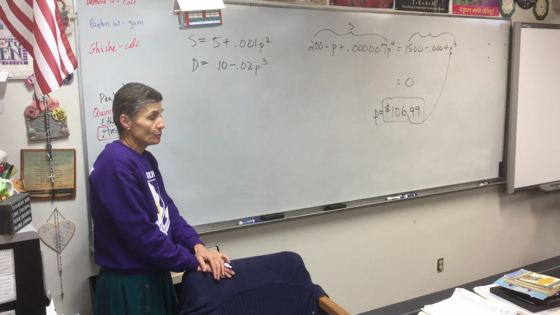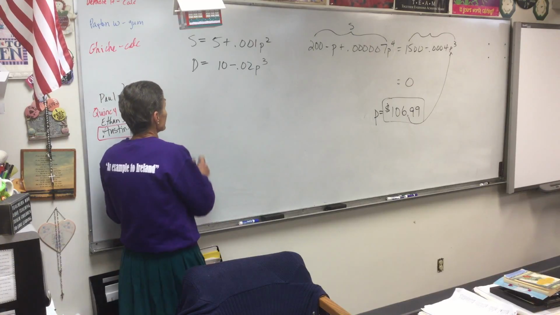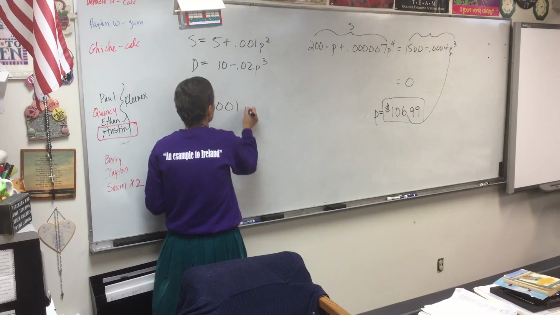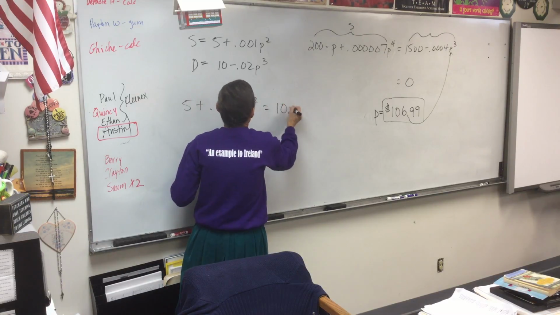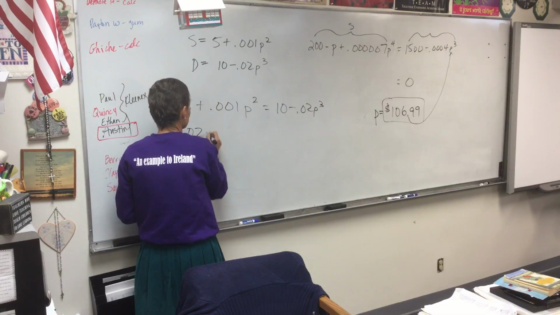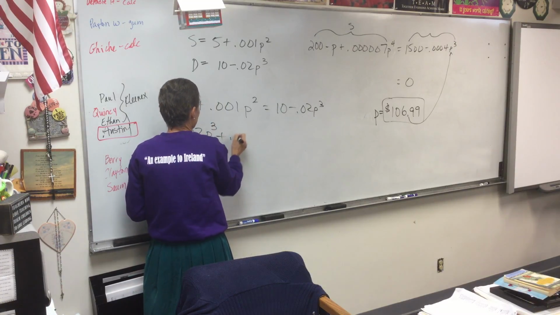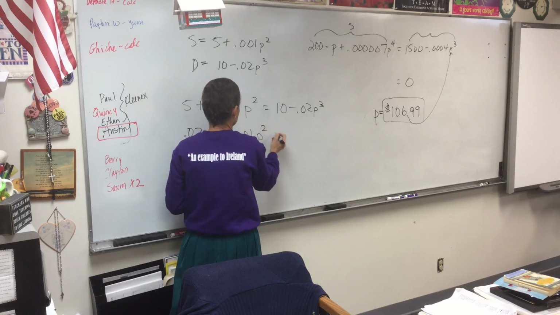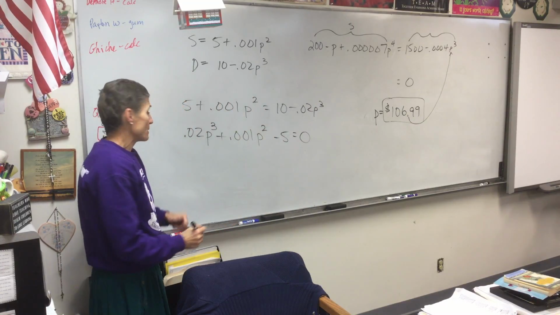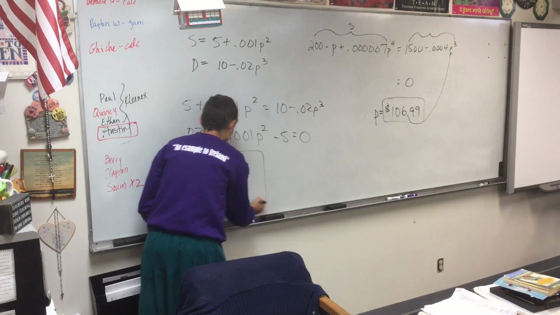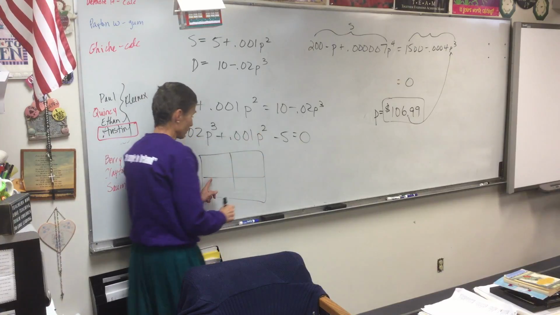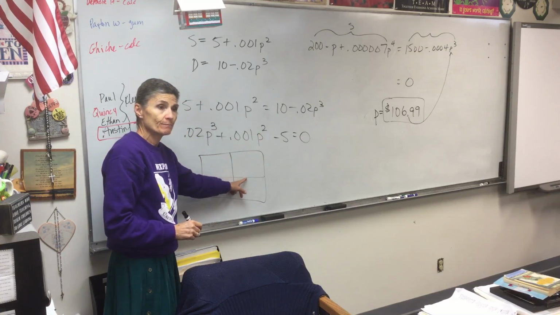What I like to do is move it all to one side. Well, they're equal to each other. Supply equals demand. I like to move it all to one side and set it equal to 0. And the reason that I like to do that is because when I set up my calculator window, I'm looking for where it crosses the x-axis, right?